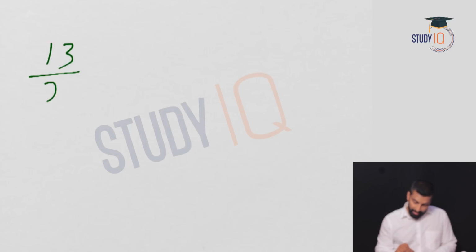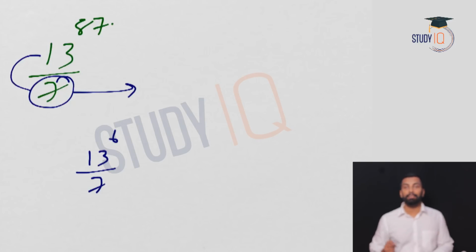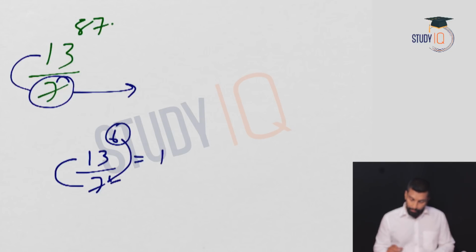Before that, let me answer the question that we discussed. 13 by 7 raised to 87 was our power, right? Now how will you answer? We know these two are coprimes, right? And we know the Euler's number of 7. So if it was 13 by 7 raised to 6, what is your answer? Remainder is 1. Why? Because these two are coprimes, and 6 is the Euler's number of 7.